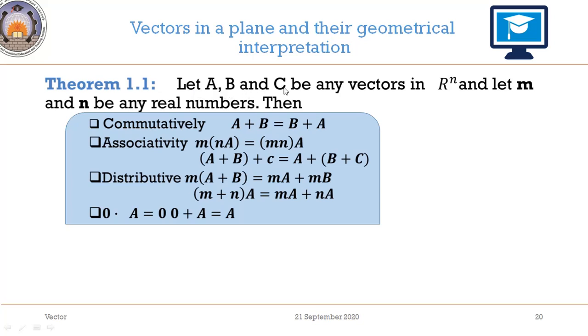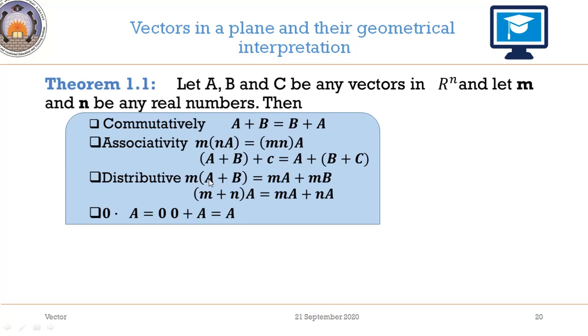Let A, B, and C be vectors in n-dimensional space, and let m and n be any real numbers, commonly non-zero. Then commutativity: A plus B equals B plus A, meaning the operation of addition satisfies the commutative property. Associativity: m times (nA) equals (mn) times A, and (A plus B) plus C equals A plus (B plus C).